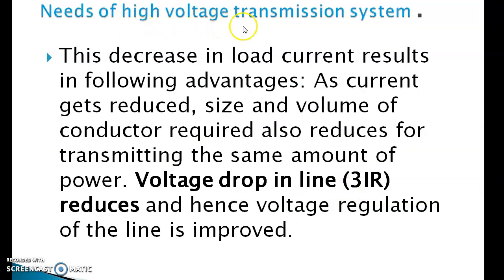Needs of high power transmission systems. This decrease in load current results in following advantage. As current reduced, size and volume of the conductor required reduces for transmitting the same amount of power. Next, voltage drop in the line 3IR reduces and hence voltage regulation of the line is improved.